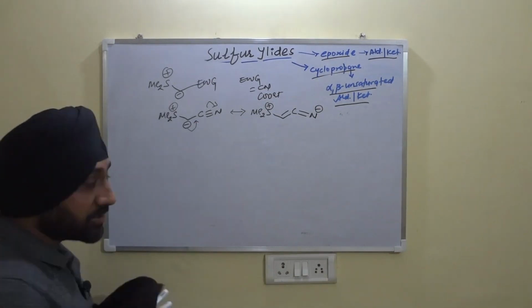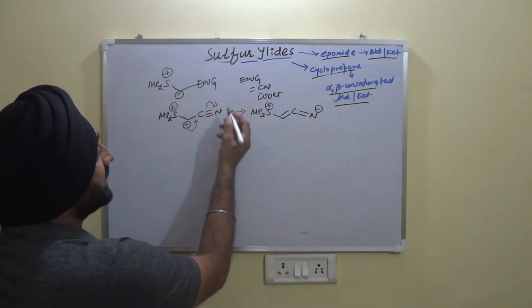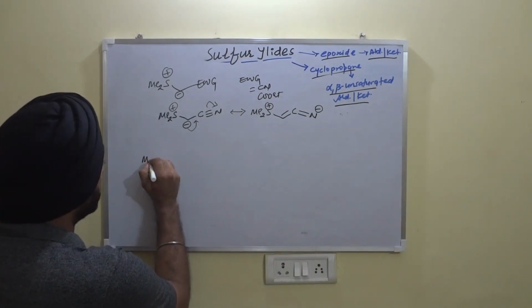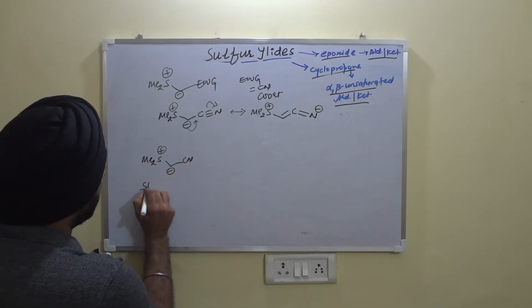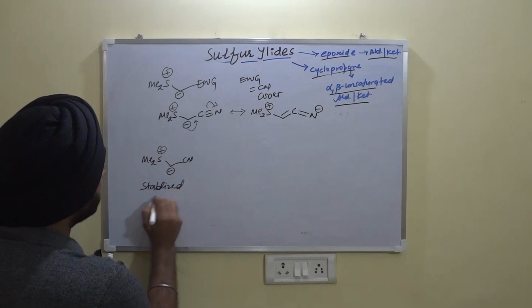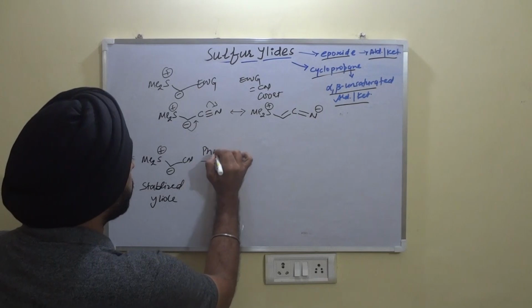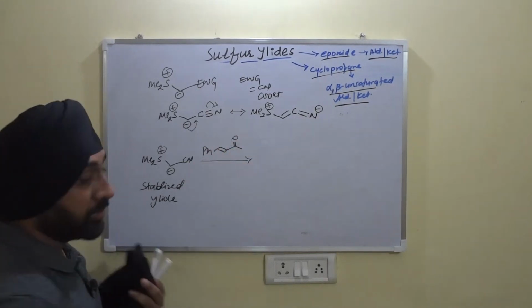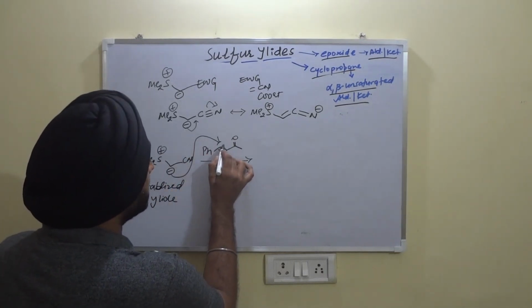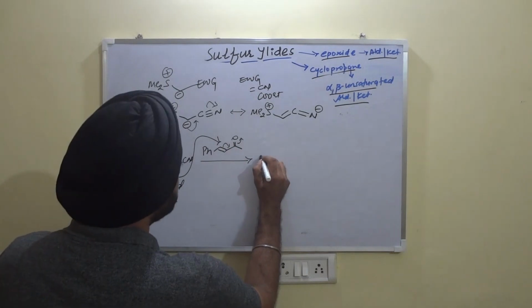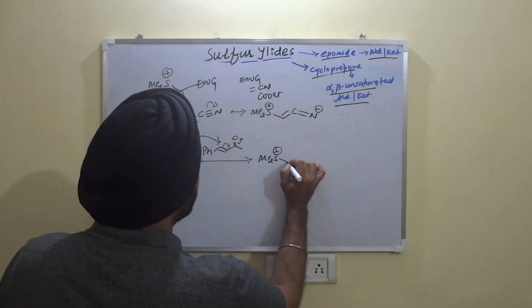Okay, now let's look at how the reactivity pattern differs once we have these stabilized ylides. Let us suppose we have this stabilized ylide, and we carry out a reaction with an alpha beta unsaturated carbonyl. It leads to the formation of a cyclopropane, because this is what happens. We have cyano here.